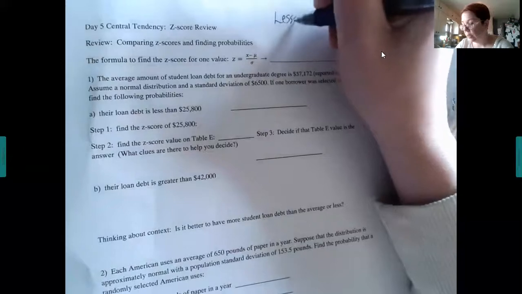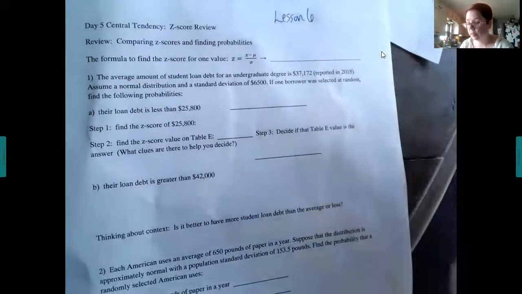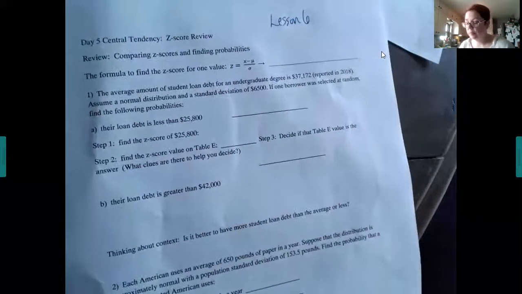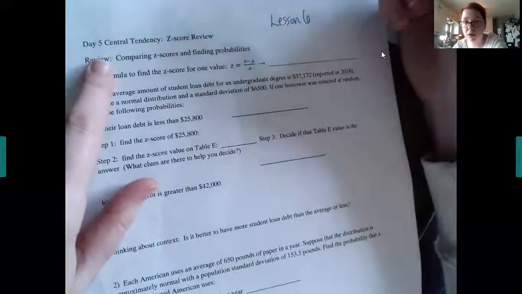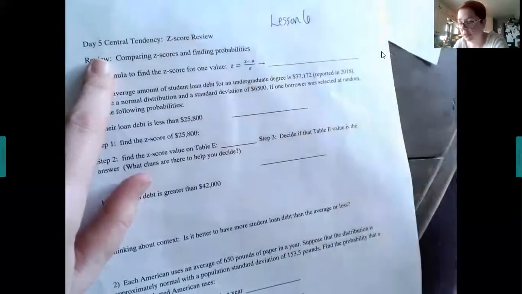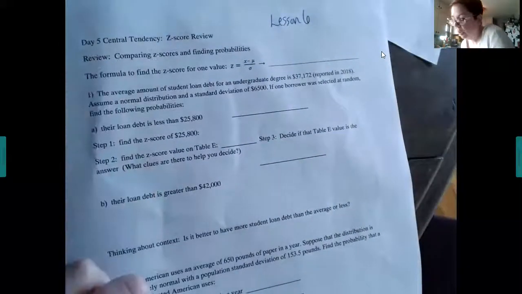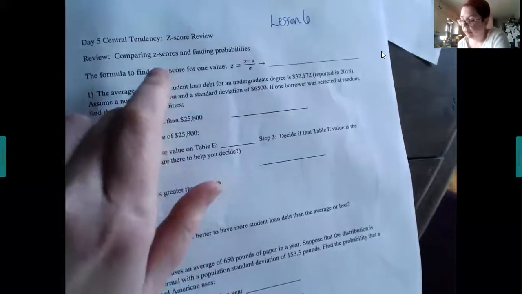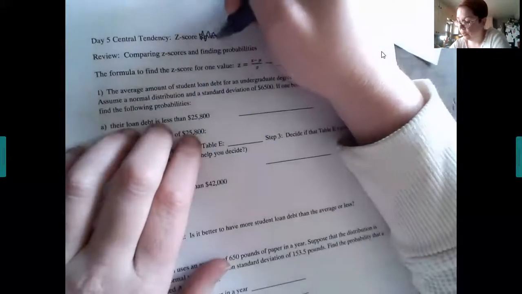So I think this is going to be labeled lesson 6. Completed notes or other notes are on Canvas, so I'm pretty sure it's day 5 listed on Canvas. And you know, this isn't review, this is new. Okay.